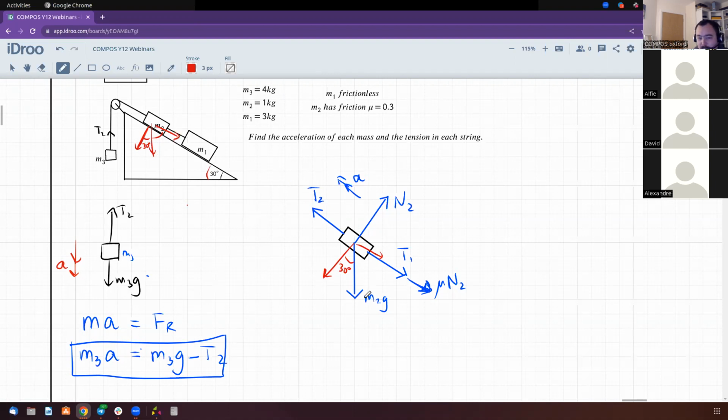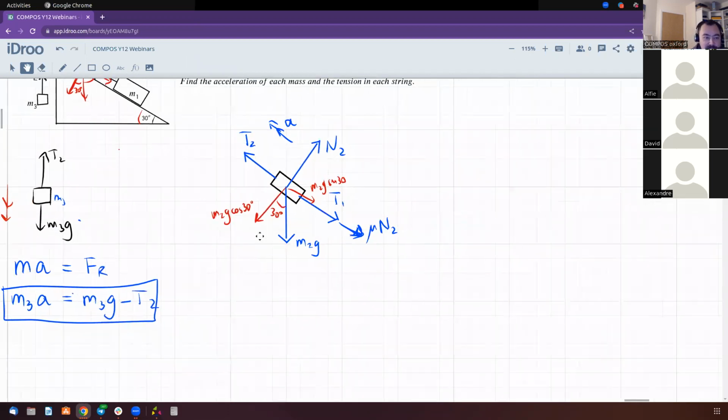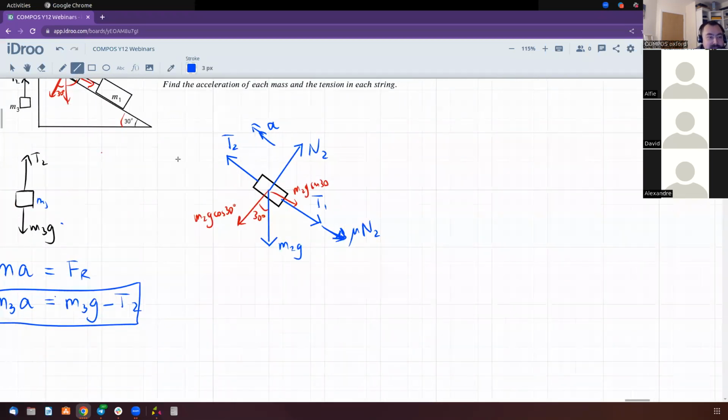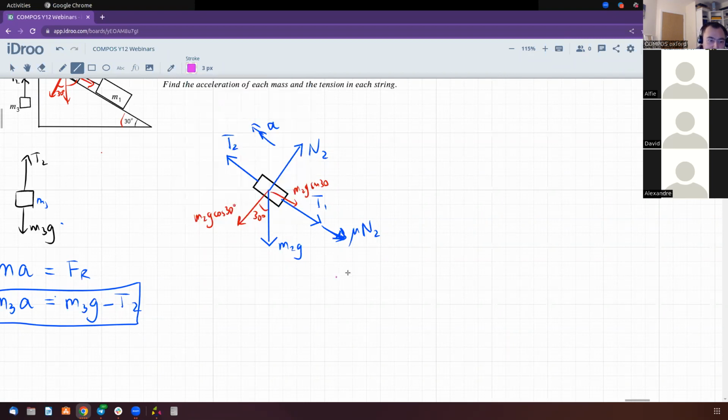I don't want to pause here too much. So this component is going to be M2G cos 30. And this one is M2G sine 30. Now I write Newton's second law. Now it looks super complicated. Actually, it's not. We need to choose a direction. Let's choose this direction. This is the x-axis.